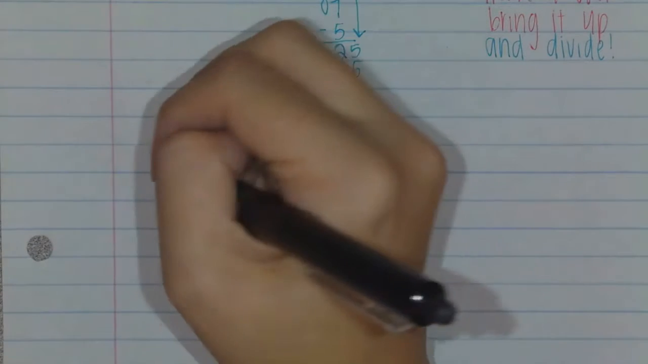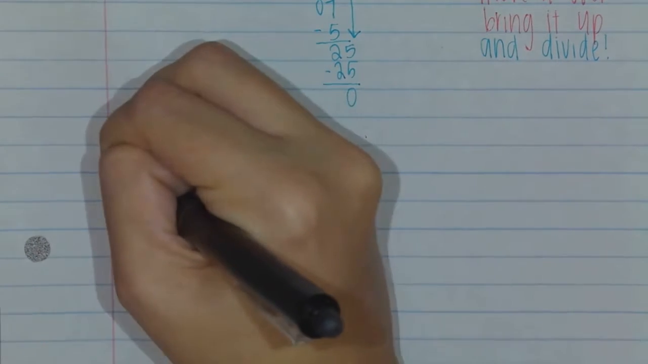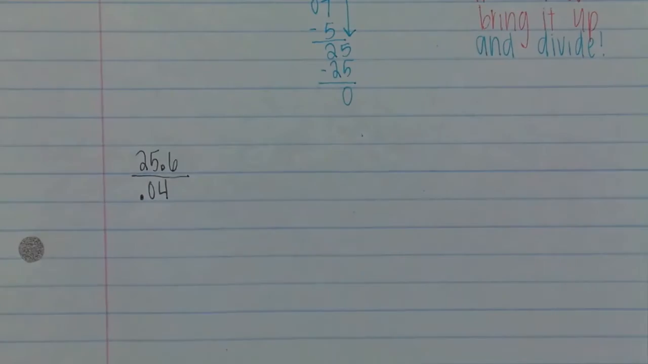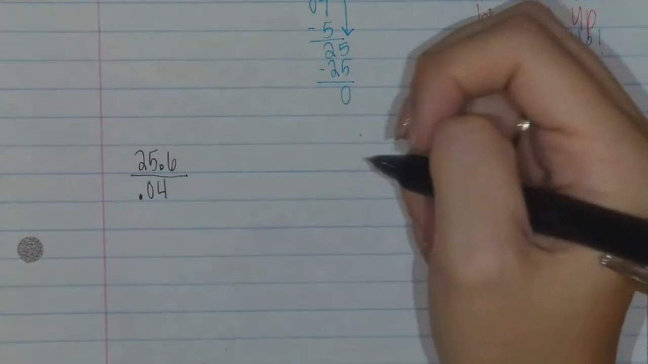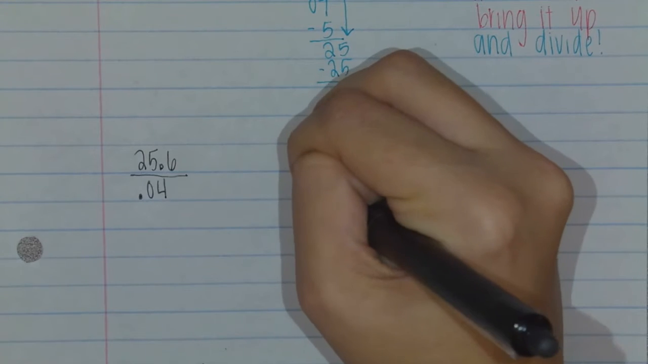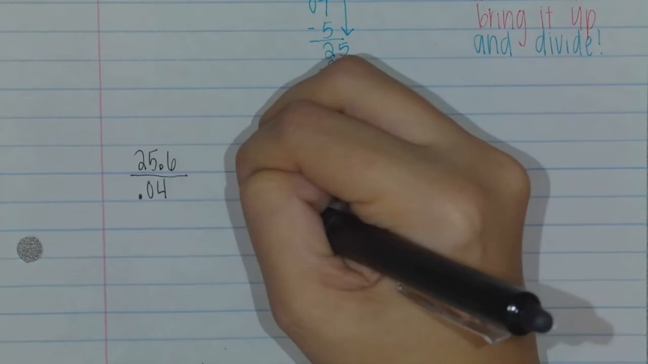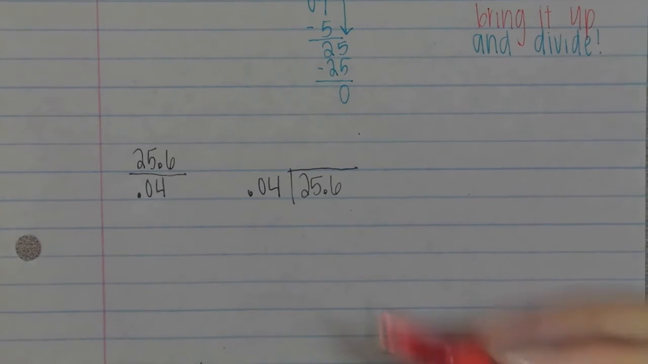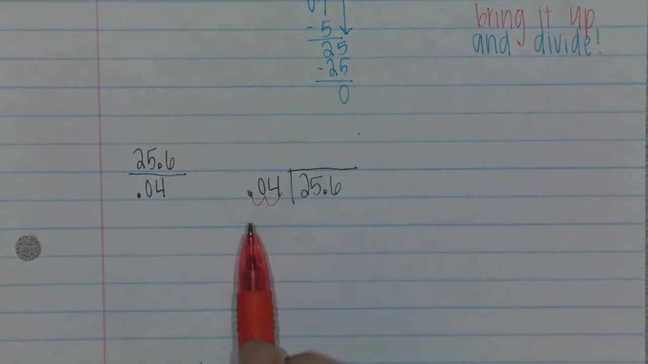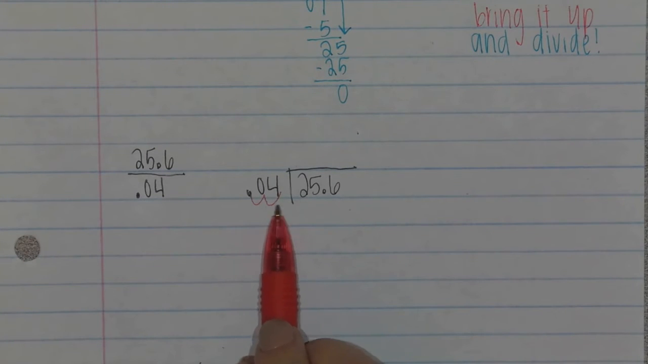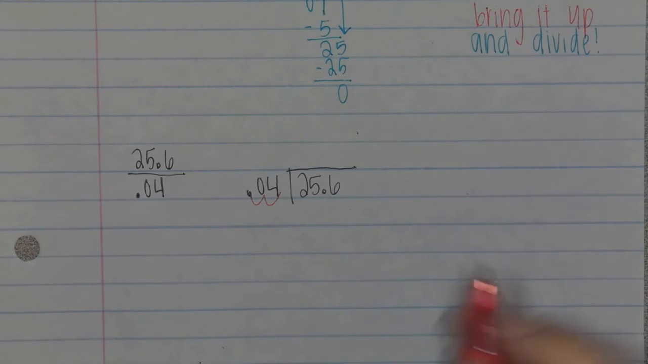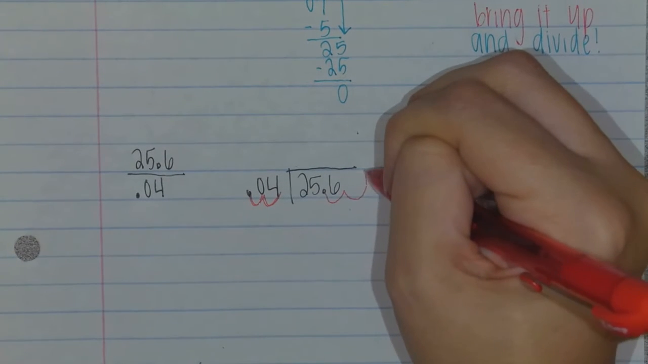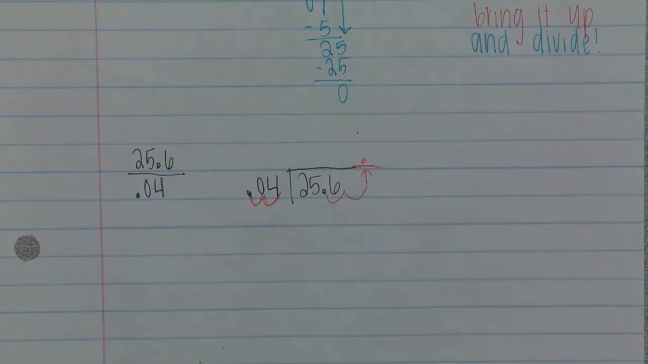Let's look at another problem. Let's do 25 and 6 tenths over 4 hundredths. So remember, when I have a fraction, my top dog, my numerator, is always my dividend. So I'm going to put 25 and 6 tenths inside the house, 4 hundredths on the outside of the house. And I see that decimal in my divisor, so I'm going to sing my song that goes, move it over. But this time, I've moved that decimal 2 times, so I need to move it over 2 times in my dividend. So there was move it over, bring it up, and divide.